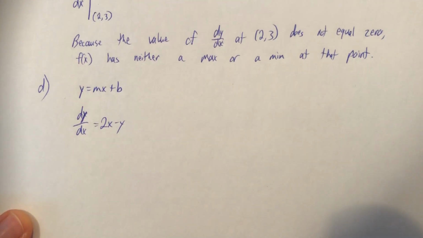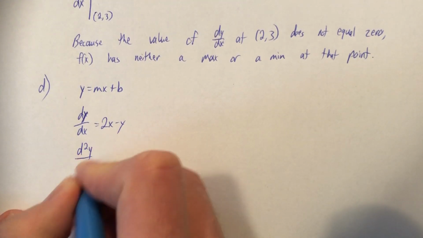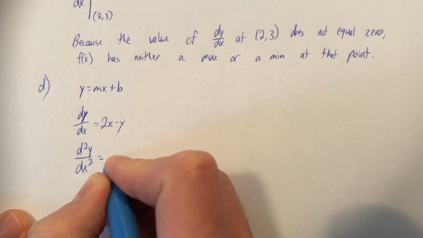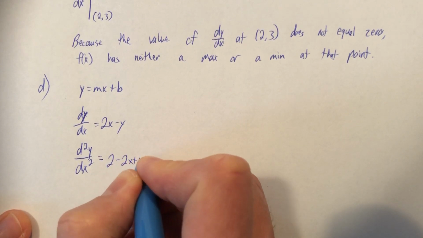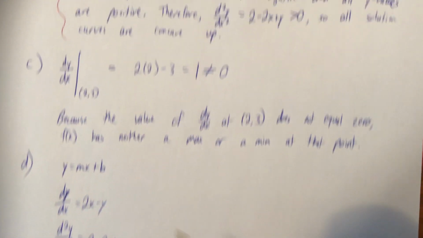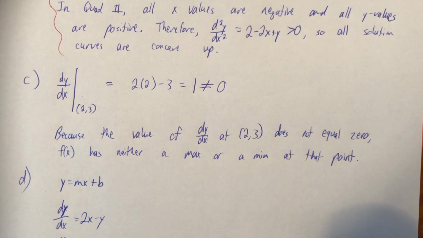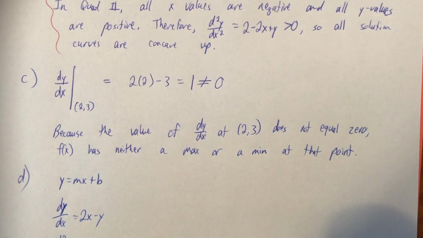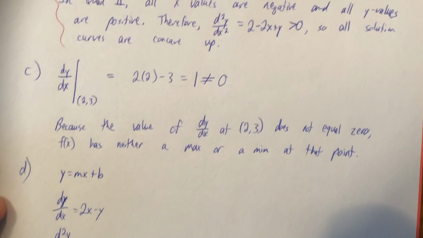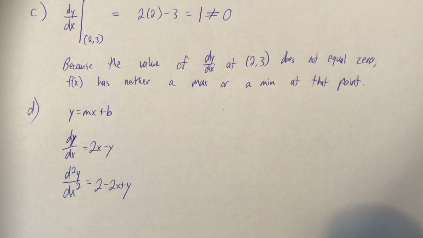What else have I found out? Well, I found out the second derivative, and that was 2 minus 2x plus y. And you found out some other things too, like what happened at the coordinate 2, 3. That's not really relevant for this. Let me write it if you need to, but it's not super relevant. Okay, so what can I do with this?